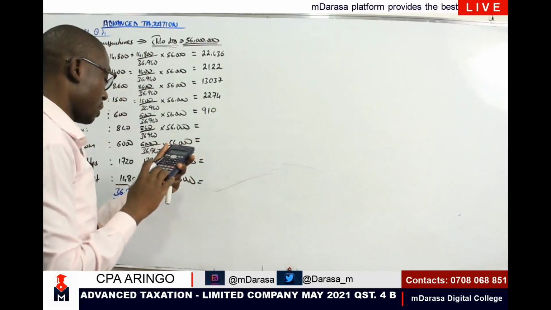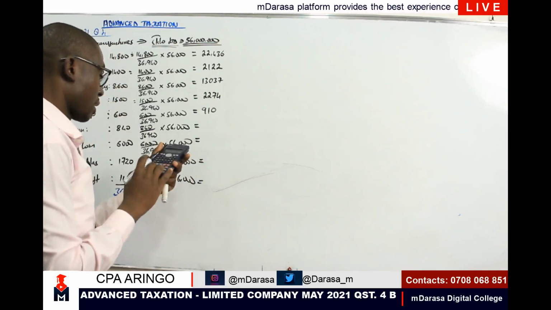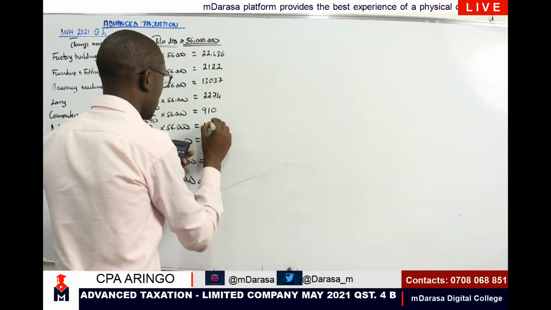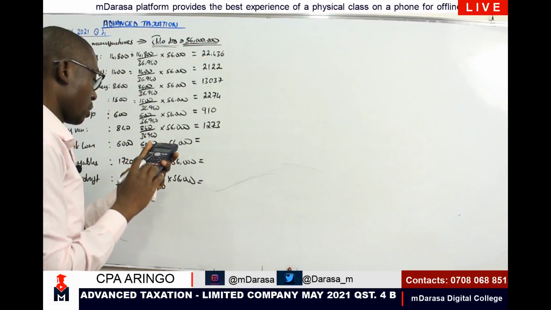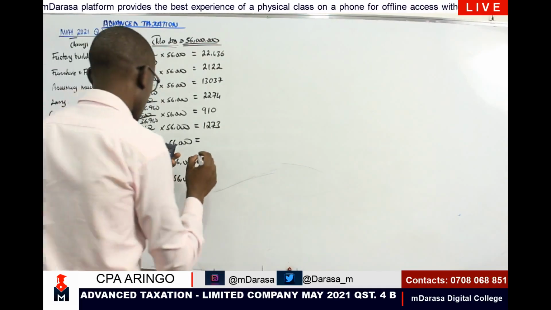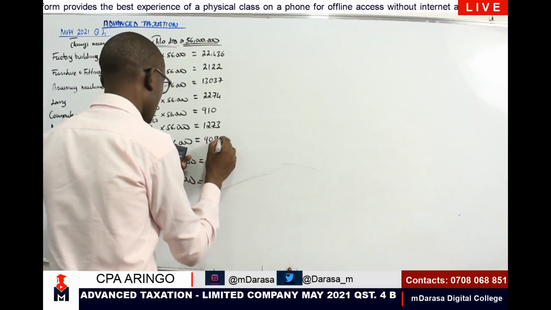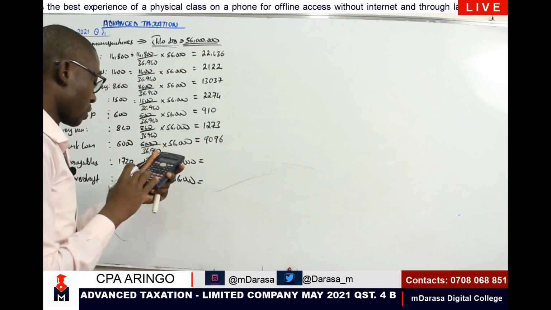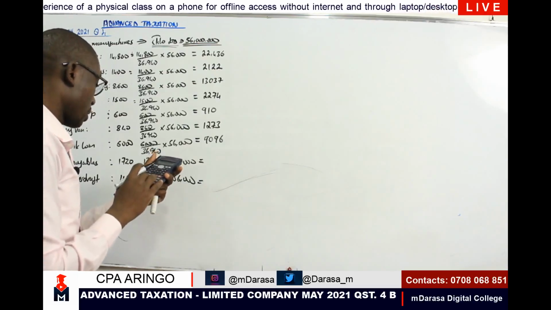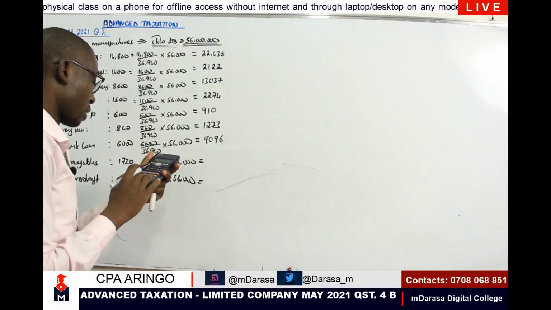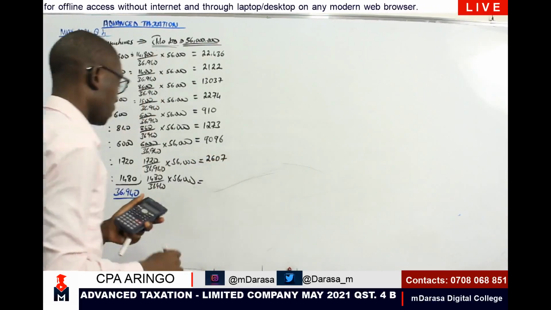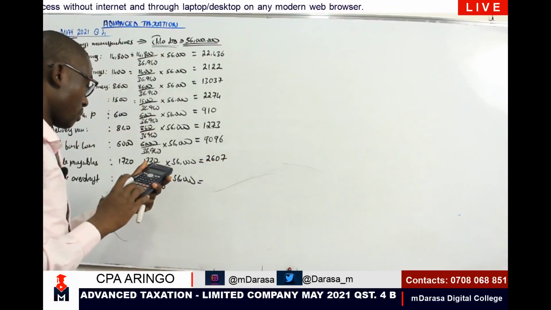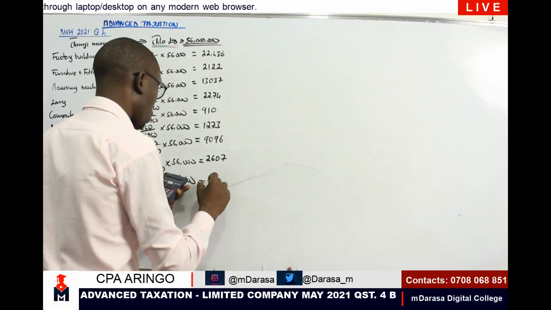840 divided by 36,940 times 56,000. That should give us 1273. 6,000 divided by 36,940 by 56,000. That should give us 96. And of course 1720 by 36,940 by 56,000. That should give us 2607. And the last one, 1480 divided by 36,940 times 56,000. That should give us 2244.